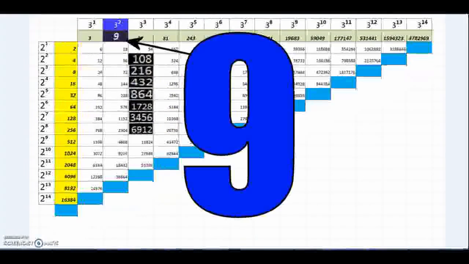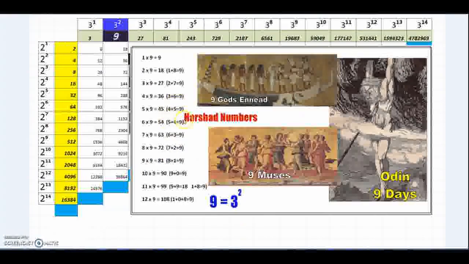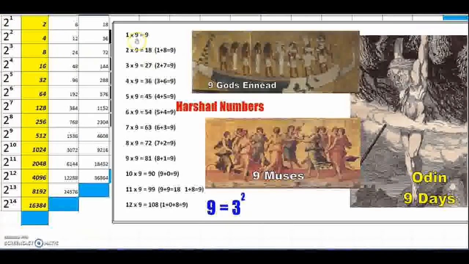And so 9. Now, the digital root of multiples of 9 is 9. So for instance, 1 times 9 is 9, 2 times 9 is 18, 1 plus 8 is 9, 3 times 9 is 27, 2 plus 7 is 9. Recreational number theory, but any multiplication of 9 will give you a digital root that comes back to 9. So for instance, 11 times 99, 9 plus 9 is 18, 1 plus 8 equals 9. This is sort of what makes this particular number so important, as we use base 10.